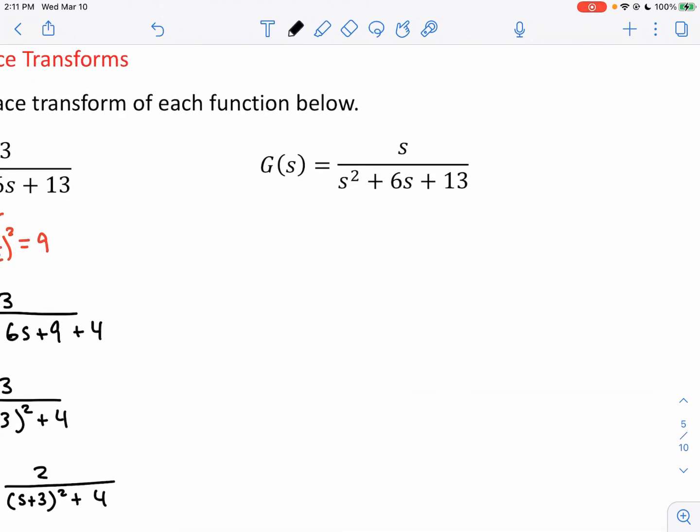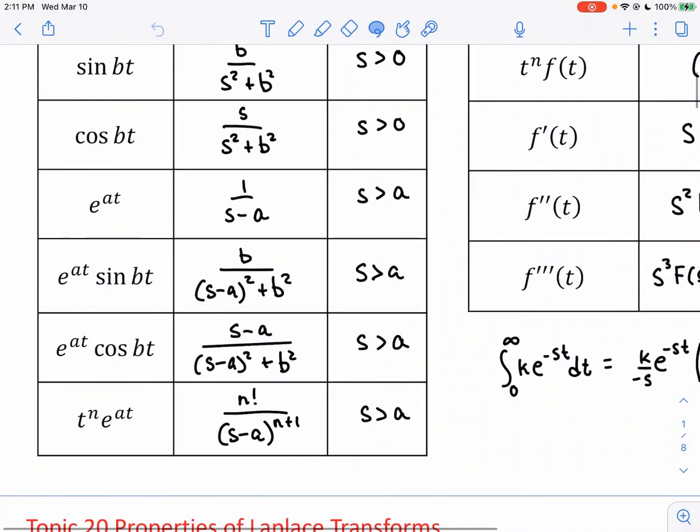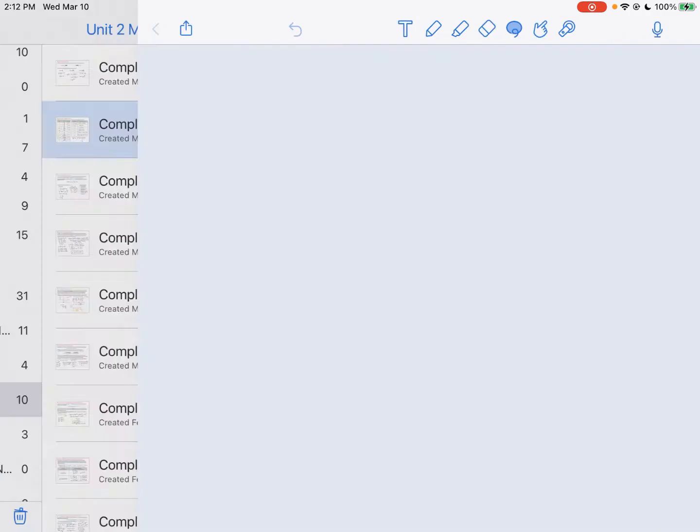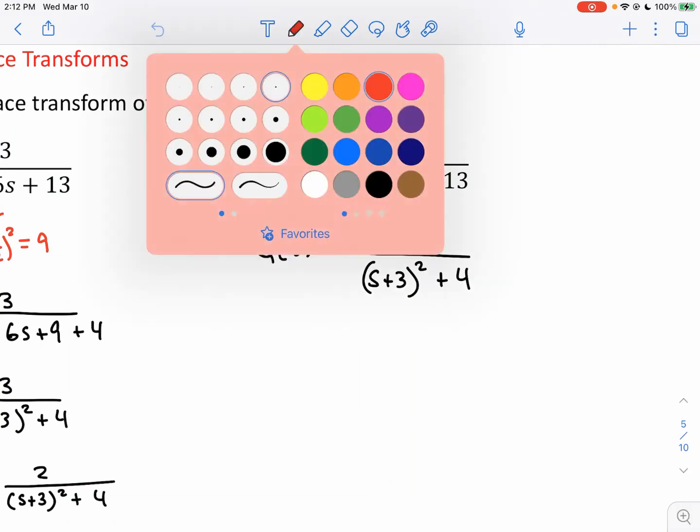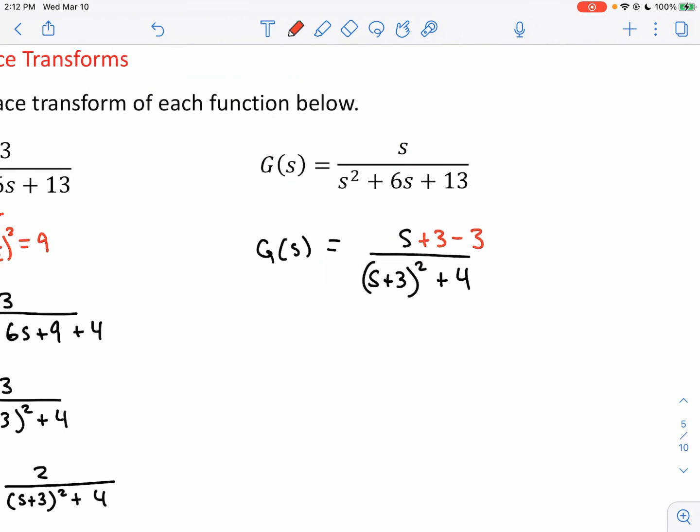So completing the square, we do the exact same process, and I can rewrite g of s as s over (s plus 3) squared plus 4. The fact that there's an s up here means that we need to construct s plus 3, because if I'm going to use this entry of our table, whatever's inside these parentheses right here has to be the identical thing up on top. So I see that we have an s plus 3, so I need an s plus 3. And I can go ahead and insert a 0 of the form s plus 3 minus 3. So I haven't changed anything, I just added 0 effectively to the top.